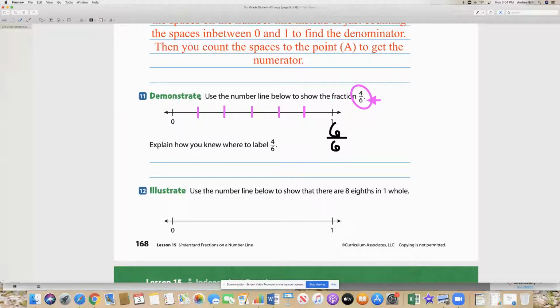All right, so use the number line to show the fraction 4/6. So if we want to show the fraction 4/6, we go to the fourth point. 1, 2, 3, 4. Sorry, let's move him where he goes. 4/6.